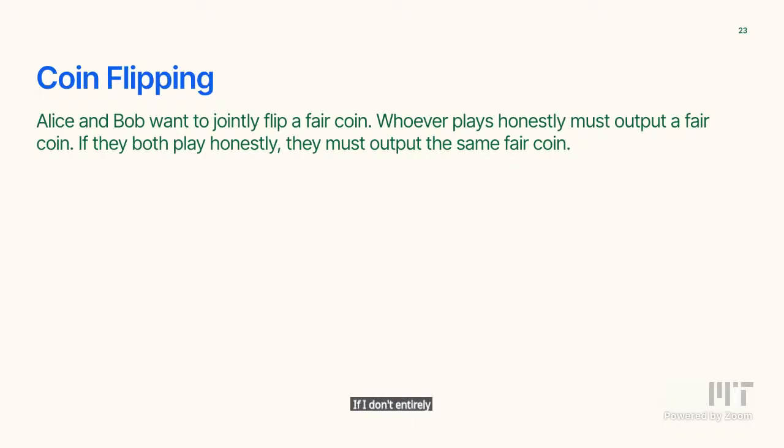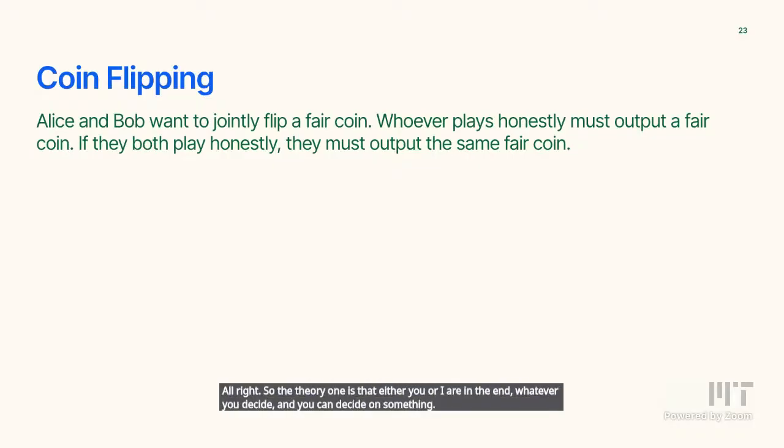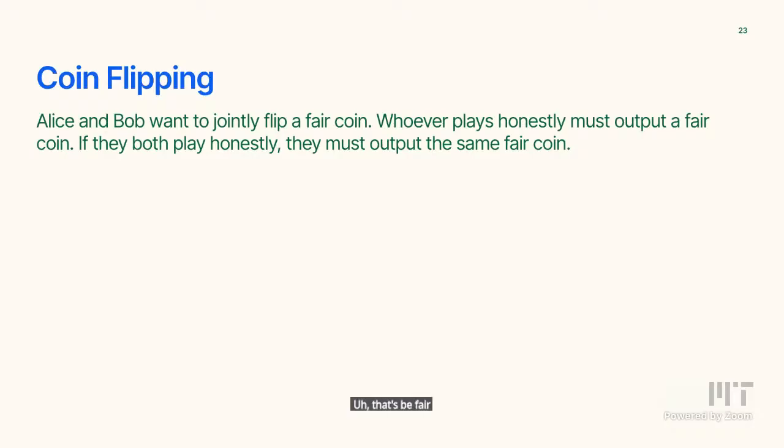The requirement is that whatever we decide in the end, we decide something, and it must be fair. And we must also decide on one thing; it doesn't make sense if we don't decide at all. All right, is that clear? So the question is, is this possible? Can two mutually distrusting parties jointly flip a fair coin?